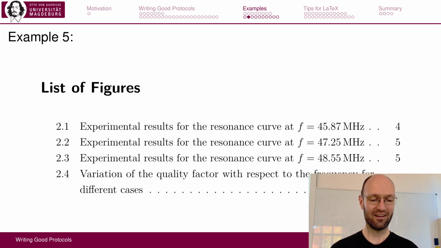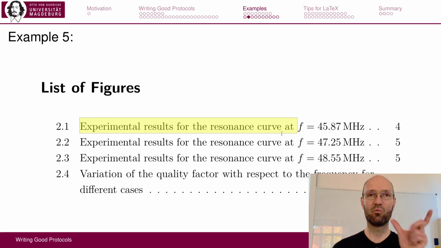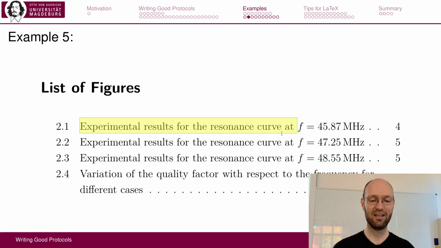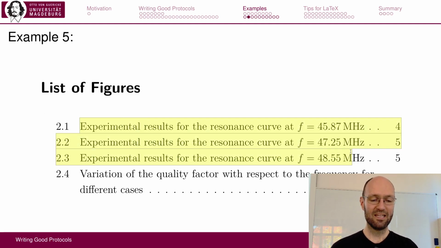So I would change it and say, okay, these are the experimental results at this and this frequency. Even this contains some redundancy, so it probably would make more sense to have one figure that says, experimental results for the resonance curve, and then a sub-figure A for this frequency, a sub-figure B for this frequency, a sub-figure C for this frequency. This also shows a little bit that whoever has written this did not think too much about what he or she has done there.